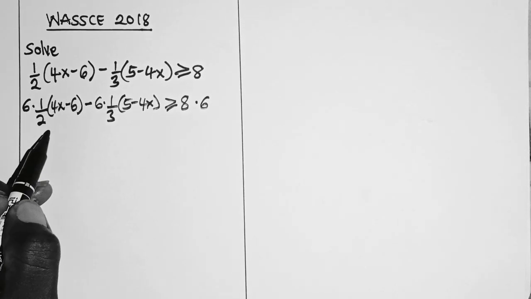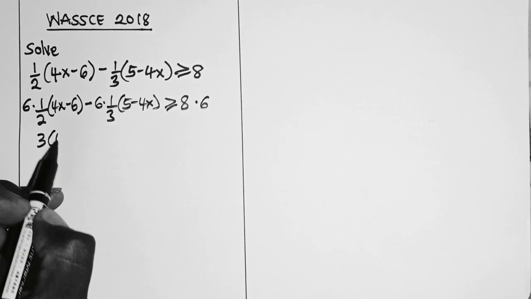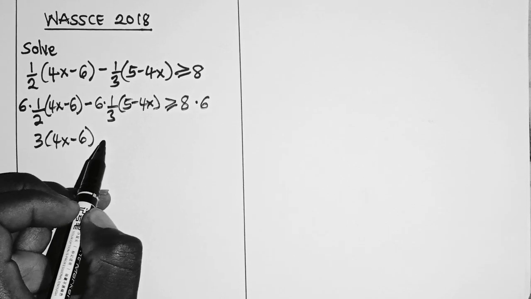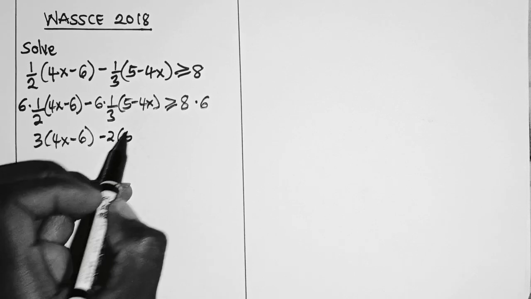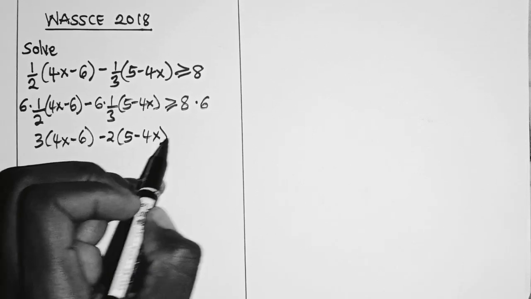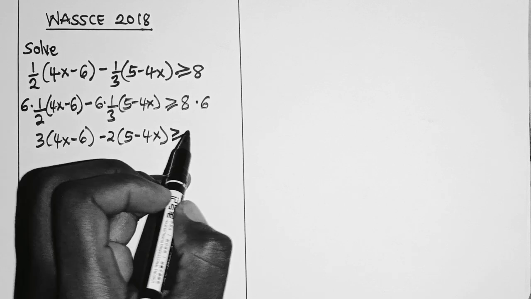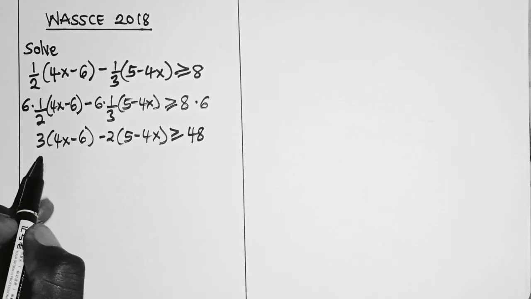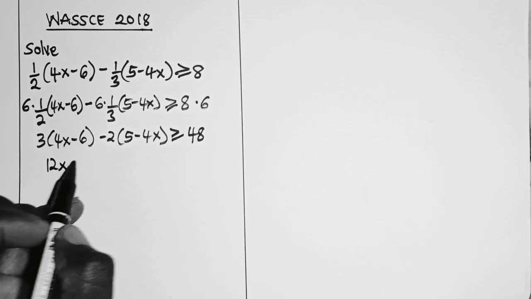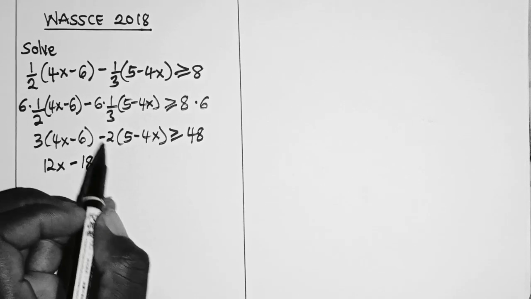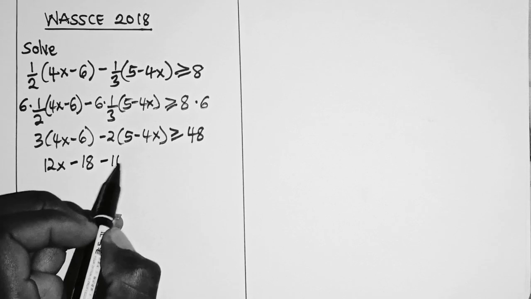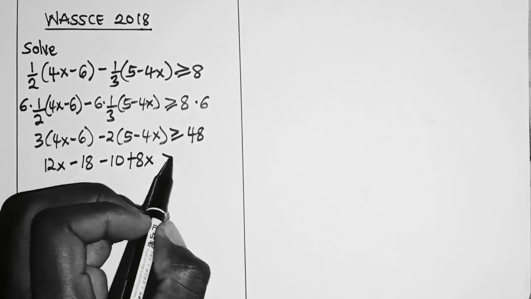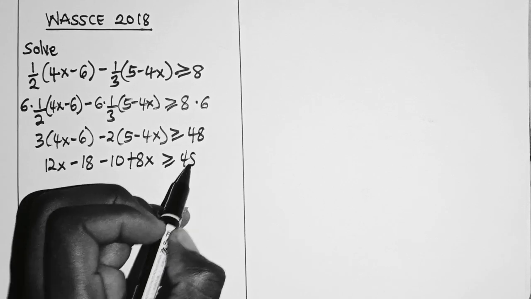So 6 divided by 2 is 3. So here becomes 3 times 4x minus 6. Then 6 divided by 3 is 2. So minus 2 times 5 minus 4x. Then greater or equal to 6 times 8 is 48. So 3 times 4x is 12x. Then 3 times minus 6 is minus 18. 2 times 5 is minus 10. Then minus 2 times minus 4x is plus 8x. Greater or equal to 48.